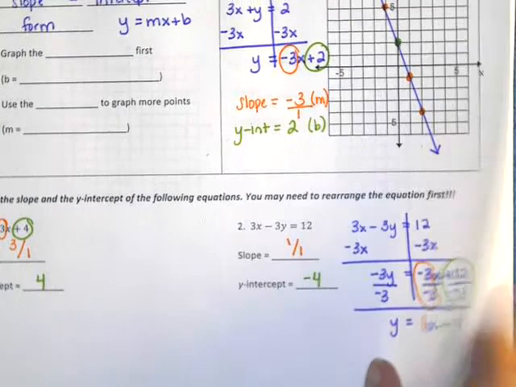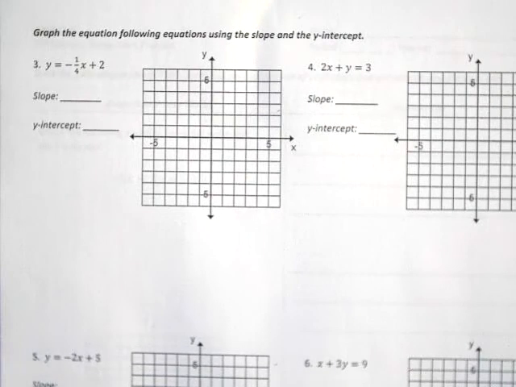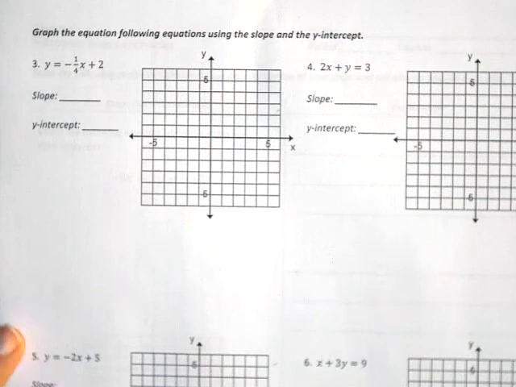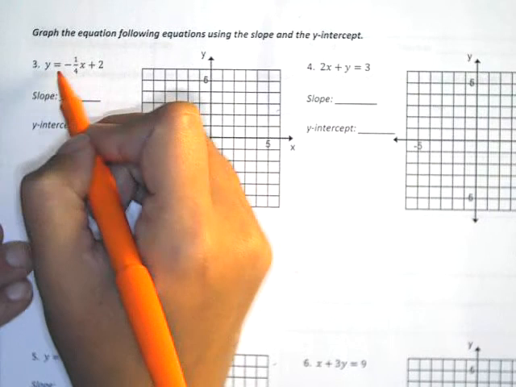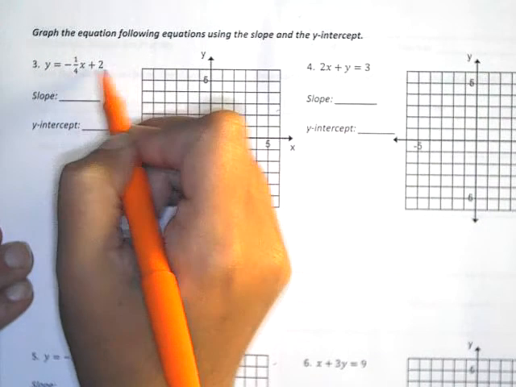Let's try some problems where we have to make some graphs. Problem number 3 says, use this equation, find the slope and the y-intercept, and then make the graph. My first step is to make sure it's arranged properly. Based on this equation, I can see that the equation is arranged correctly. So the y is by itself equals the slope times x plus b.